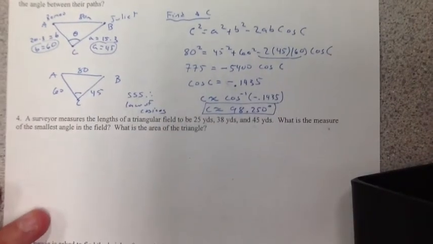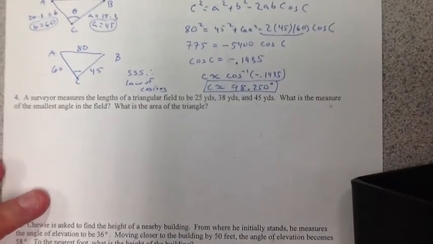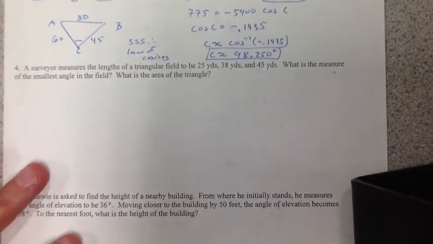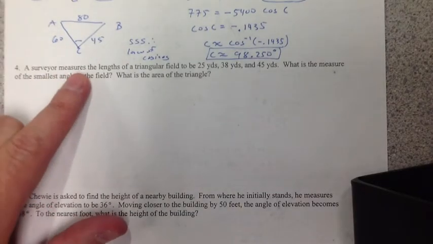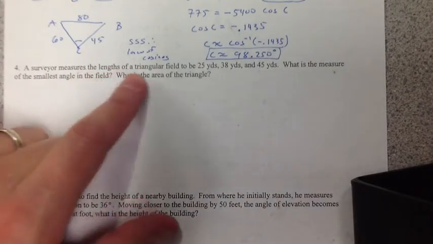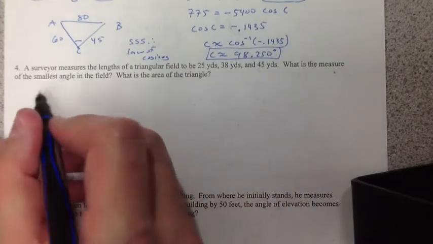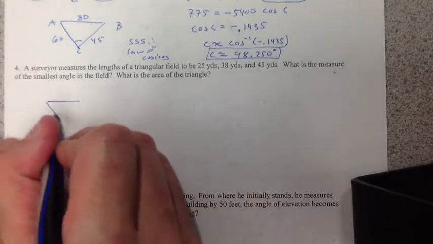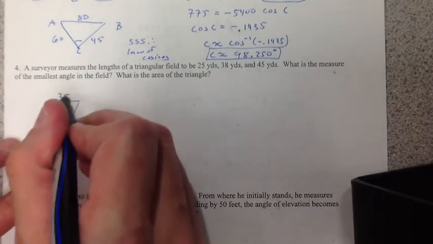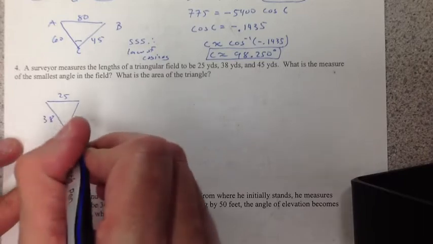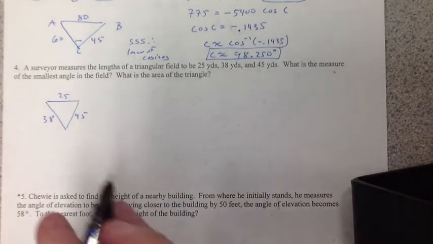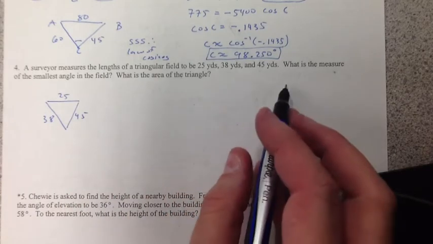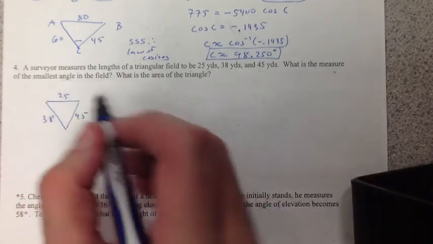All right, now, for question number 2, we have a surveyor, and we're given the lengths of a triangular field. And so I'm going to draw that triangular field. One side is 25. One side is 38, the other side is 45. It doesn't matter the order, just draw your triangle. We have our triangle. We want to find the measure of the smallest angle.